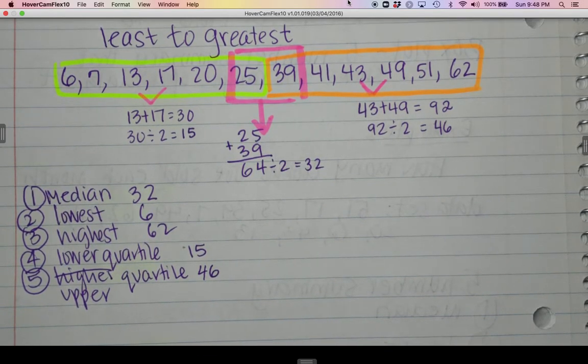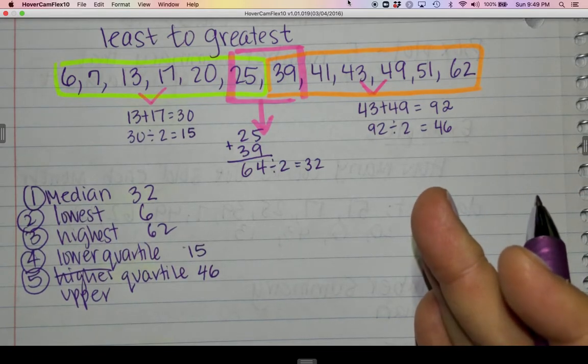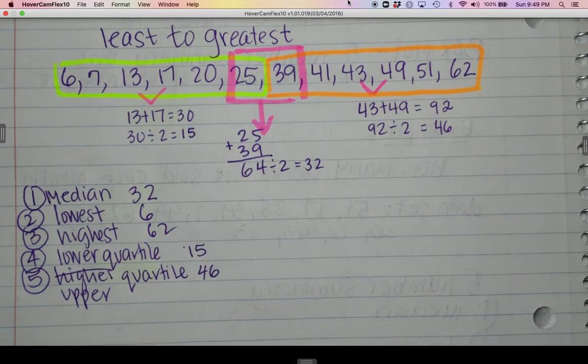So what I have here is 5 sets of numbers that describe all of the data. Okay? I've got a low of 6. I've got a high of 62. I've got a median of 32. So that falls somewhere in between. And what I'm going to show you is what it looks like in a picture.